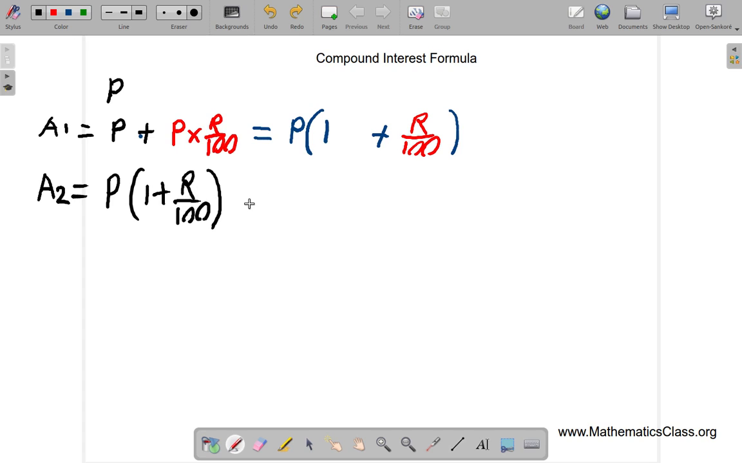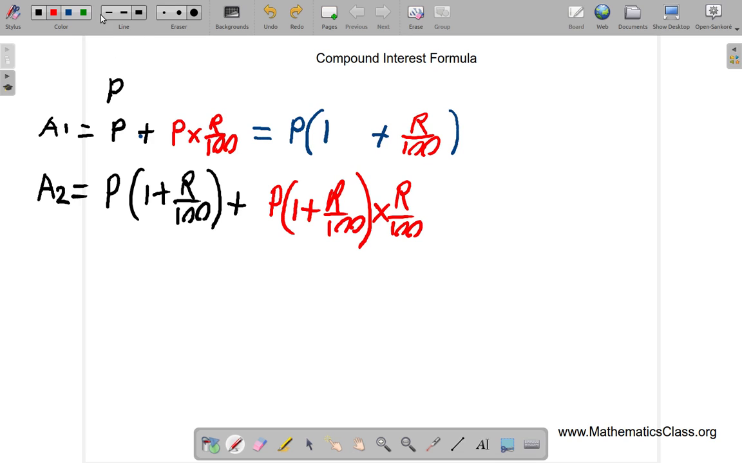How much interest do we get? It's plus, and then how the interest is calculated is the P, the same money, 1 plus R over 100, the same money we had just before payment of the new interest, multiplied by that R over 100. You multiply by the rate over 100. Alright?